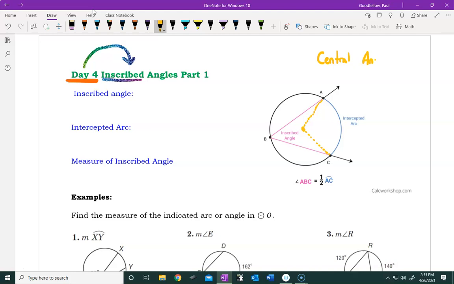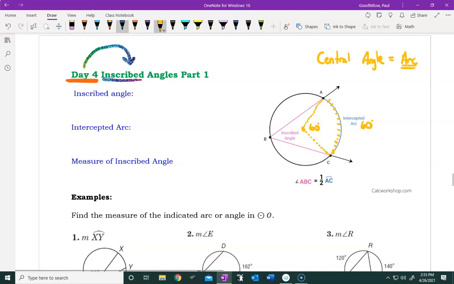Now, this is just good reminder stuff from day 1 and day 2. And there was something to be said about the central angle and what it did. The central angle and the arc that it ate, the intercepted arc, these two concepts were exactly the same size. So if I said that this was a 60-degree angle, that'd be a 60-degree intercepted arc. So the central angle equaled the arc it ate, or the intercepted arc.